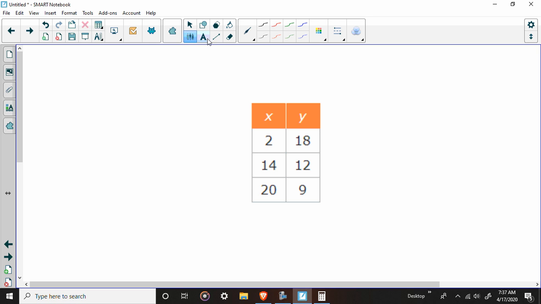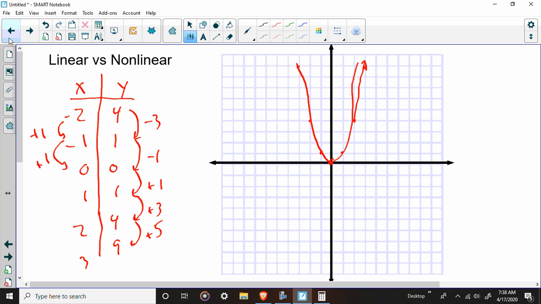Now here's where it's going to get a little bit trickier, because these numbers are now no longer changing by the same amount. From 2 to 14, what did it change by? This is a change of plus 12. And from 14 to 20, that is a change of plus 6. That does not mean that it's not linear. What that means from our graph is that they didn't give us all the points.